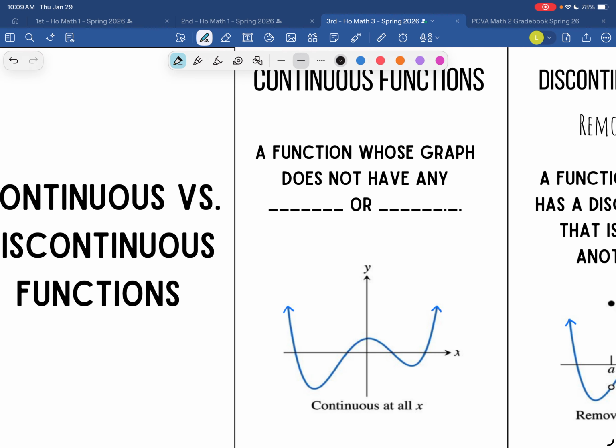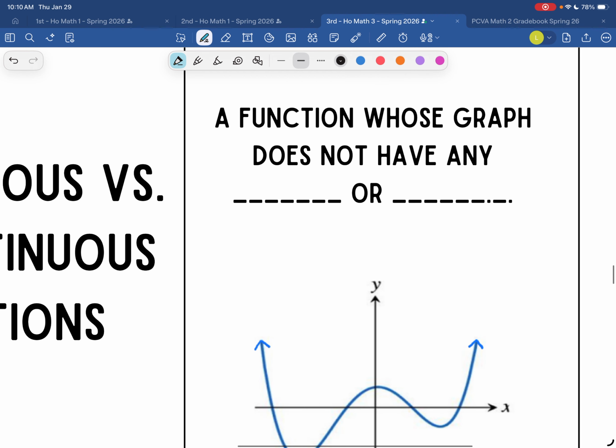all the way through from wherever it starts to wherever it stops. There's no pieces that are missing. So it's a function whose graph does not have any holes or any gaps. So when I say holes, that means an x value that's missing, or gaps means that it jumps up or down, or there's any sections of the x that are missing.